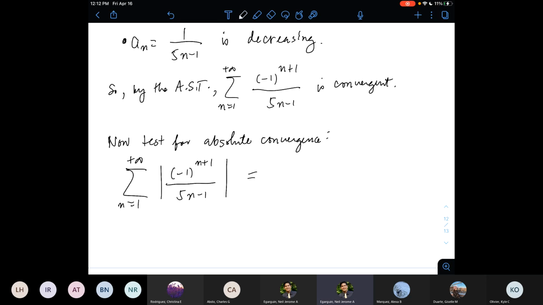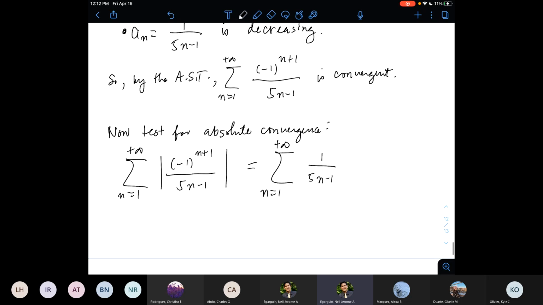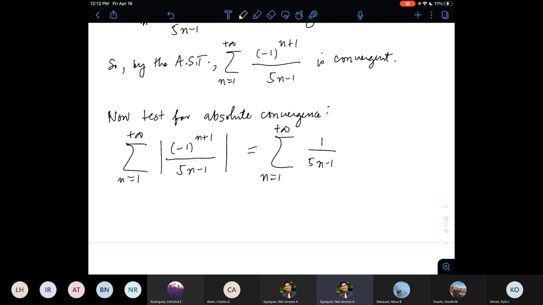Now, what's the effect of the absolute value symbol? Well, the absolute value symbol will just mean that the top will always be positive, so we'll be left with this one. Let me write that properly. There we go. Okay. So this would be the absolute series.